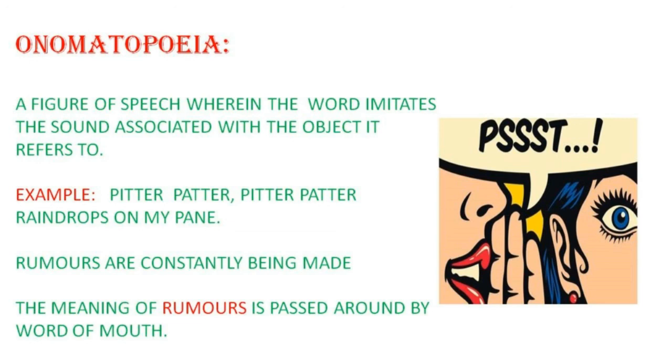Now if you look at the last stanza of this poem, that is, rumors are constantly being made. The meaning of rumors is passed around by word of mouth. So this line is an example for the figure of speech onomatopoeia.